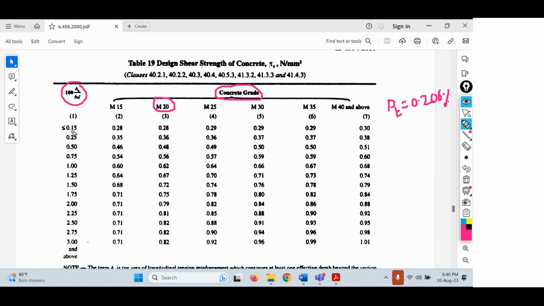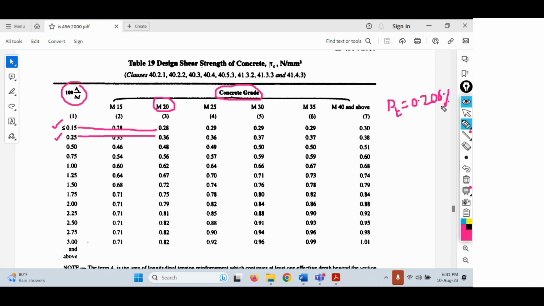So here, it is starting from 0.15 and then 0.25. So 0.206 will be lying in between 0.15 and 0.25. The grade of concrete is M20. So for 0.15, the value of tau C is 0.28. For 0.25, the value of tau C is 0.36 for M20 grade of concrete. If you have other grades of concrete, you have to consider those grades accordingly. So for 0.15, the value is 0.28, and for 0.25, the value is 0.36.